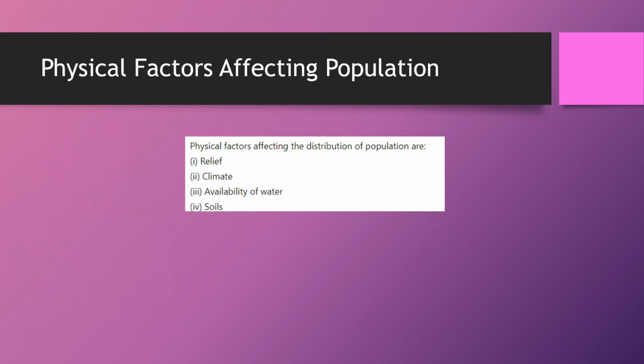The physical factors affecting population are very easy to remember. You need to remember RCAS, that is relief, climate, availability of water and soils. The explanation is given on the next slide.